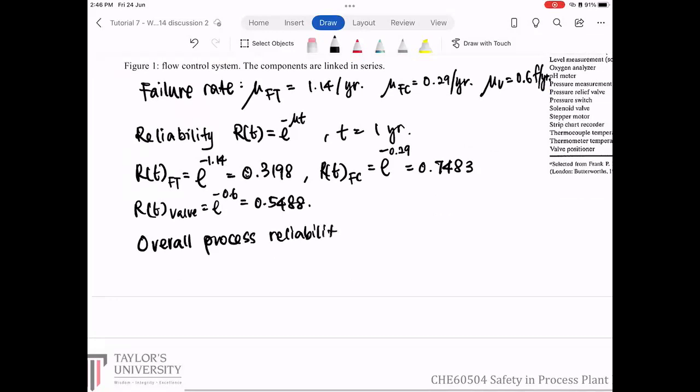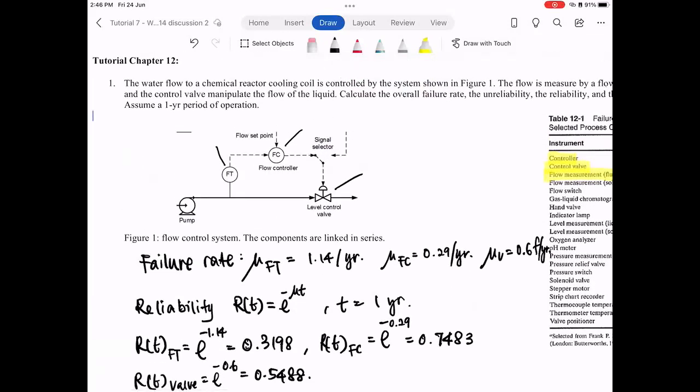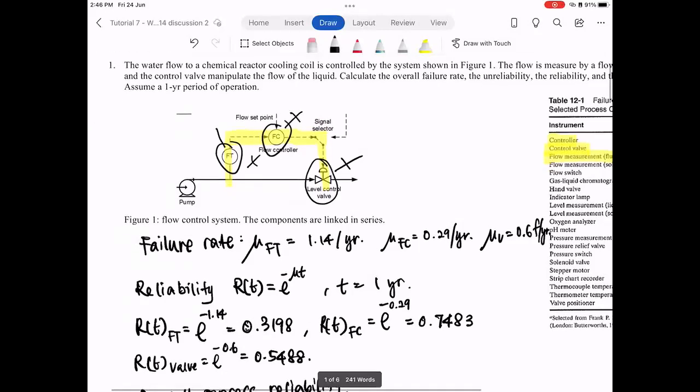Okay, so when we look at this process, this is a series, meaning it comes here, it comes here, it comes here. What the series means is that every time when one fails, all others fail. So if we have this one fail, the whole system fails. If we have a controller fail, the whole system fails. Or when we have a valve fail, the whole system fails. So the reliability becomes very, very small.